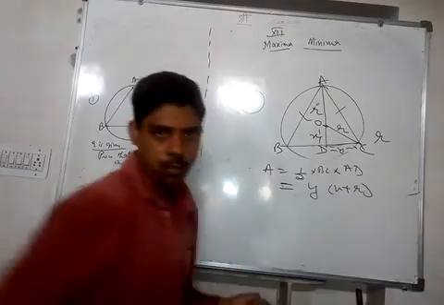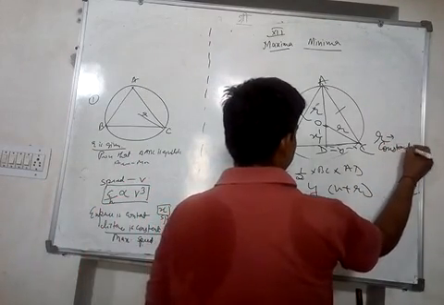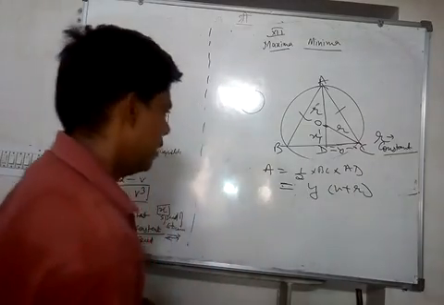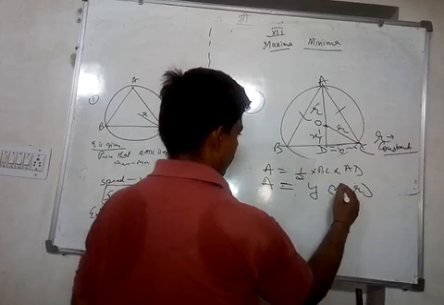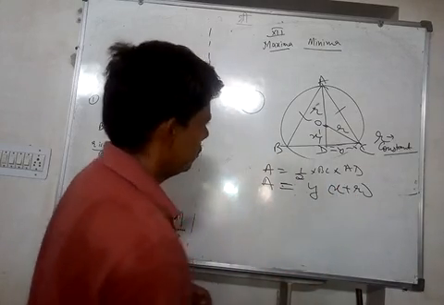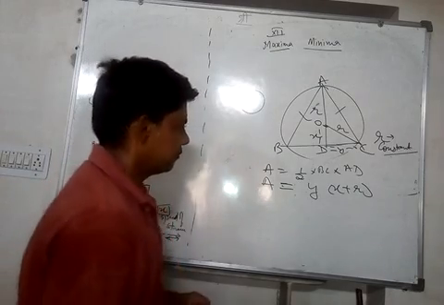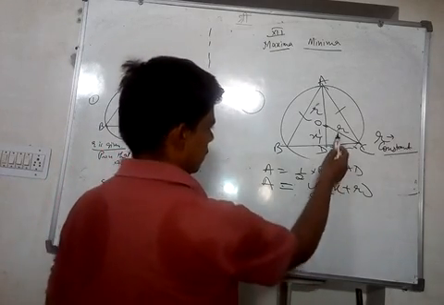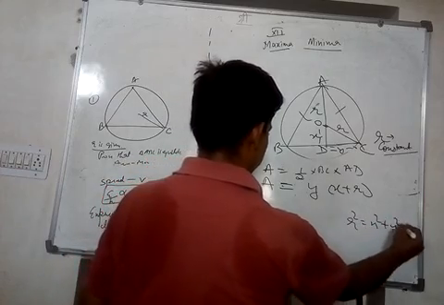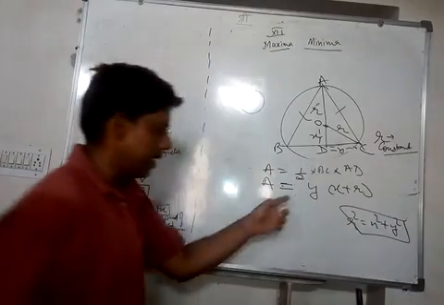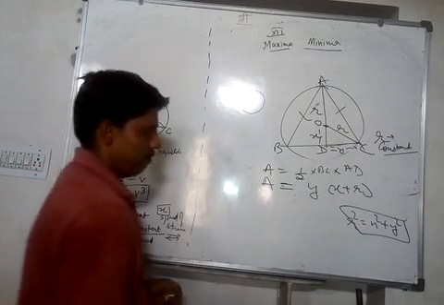R we can take as constant. Okay. Area is Y into X plus R. Now we have to keep only one variable. So we have to consider the relation R square is equal to X square plus Y square. That we can apply here. So from this you can get the value of one of the variables.